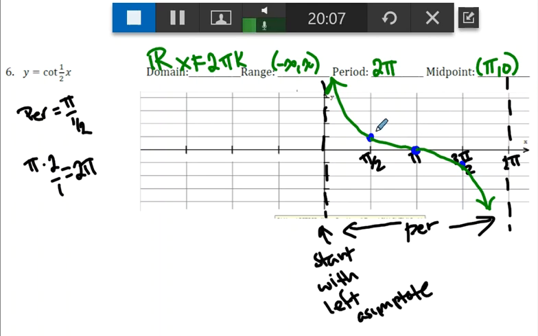EJ asked a good question. How do you know where these points are going to be? So to find the x-coordinate of the point, it's halfway between the midpoint and the asymptote. So halfway between pi and 0. And then to find the y-coordinate, it depends on the stretch. So if there's a stretch, it would go up like 2 or 3. But since there's no stretch, it just goes up 1. And the same down here. Okay. Other questions on this graph?